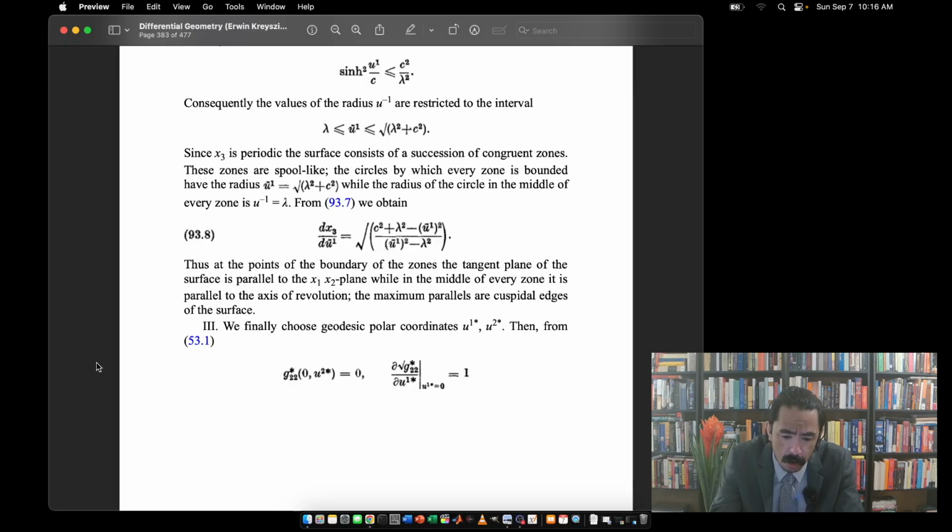Thus, at the points of the boundary of the zones, the tangent plane of the surface is parallel to the x1, x2 plane, while in the middle of every zone, it is parallel to the axis of revolution. The maximum parallels are cuspidal edges of the surface.